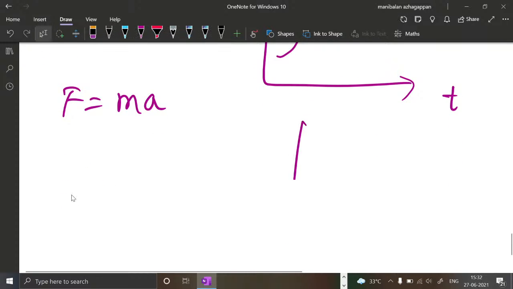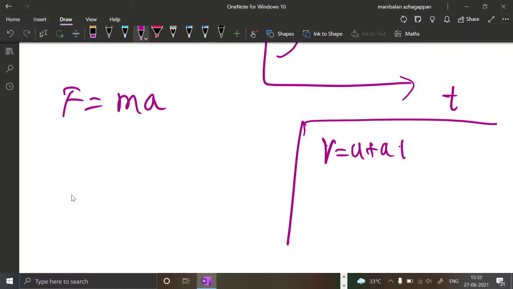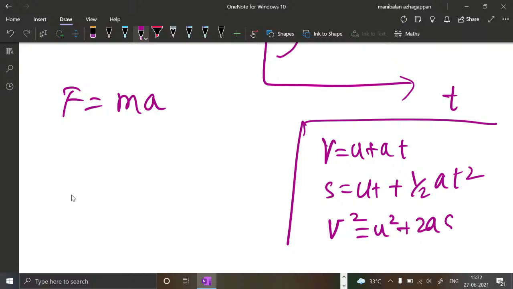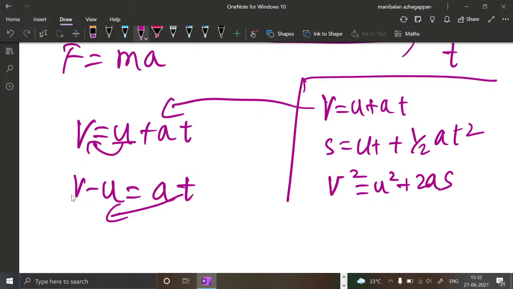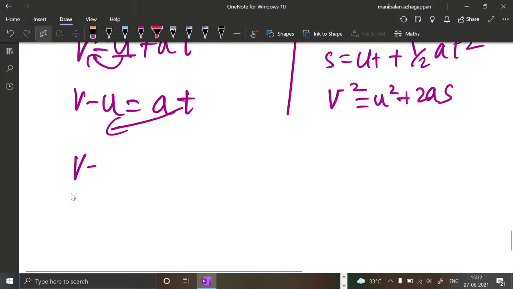According to the equations of motion, there are three equations: v is equal to u plus at, s is equal to ut plus half at square, v square is equal to u square plus 2as. I have taken this equation, v is equal to u plus at. From here I am going to calculate a. So v minus u is equal to at. T you can bring to the denominator. So (v minus u) by t is equal to a.